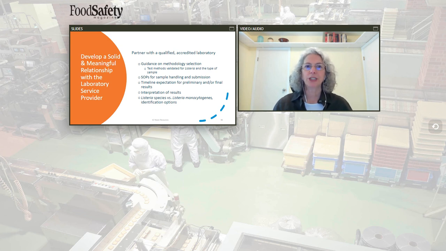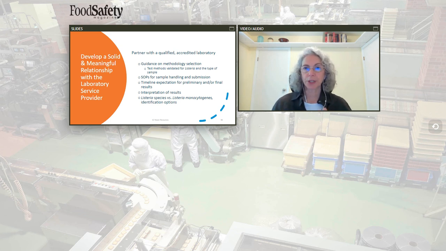Really important to have a conversation around methodology selection. Is the selection appropriate? Is it validated for Listeria, for the type of sample that you're submitting? Understanding sensitivity, specificity, accuracy of the test method. Also, what are the SOPs for how the samples need to be handled and submitted? How long can they stay at the facility before being sent to the lab? Do they need to be kept under refrigerated conditions? Things like that. What is your timeline for results? How are they going to be communicated? Making sure that's very clear, especially if you're going to be getting positives.